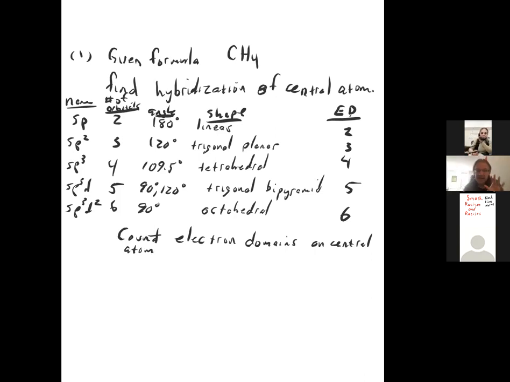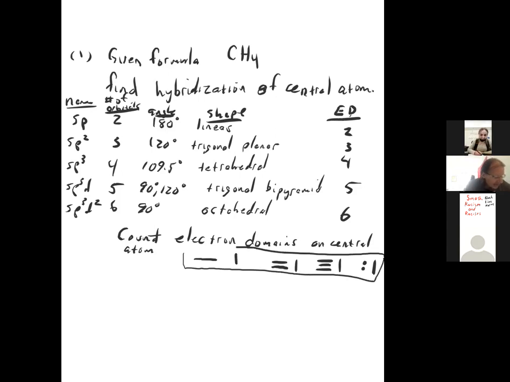Now remember, when we count electron domains, a single bond is 1. A double bond only counts as 1, right? And a triple bond counts as 1. And a lone pair counts as 1. That's what you got to keep in mind. When you're counting electron domains around the central atom, each of those counts as 1. And then you just use this table and you've got it. Boom. Okay? So let me show you an example from Alex.